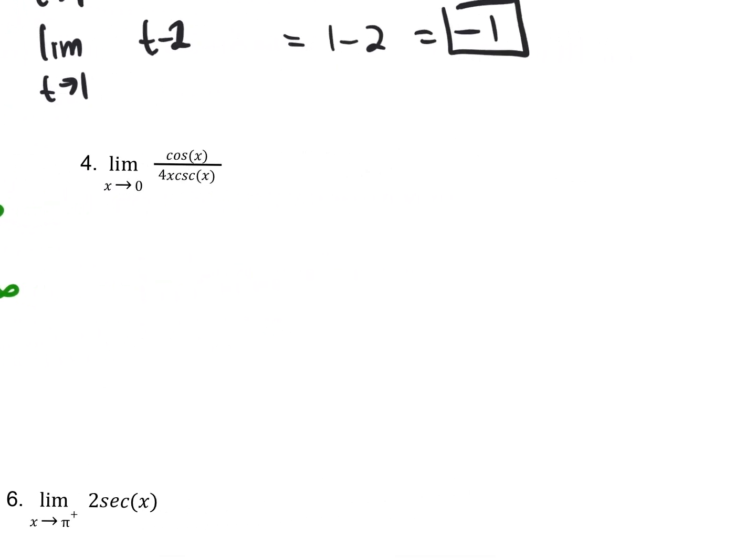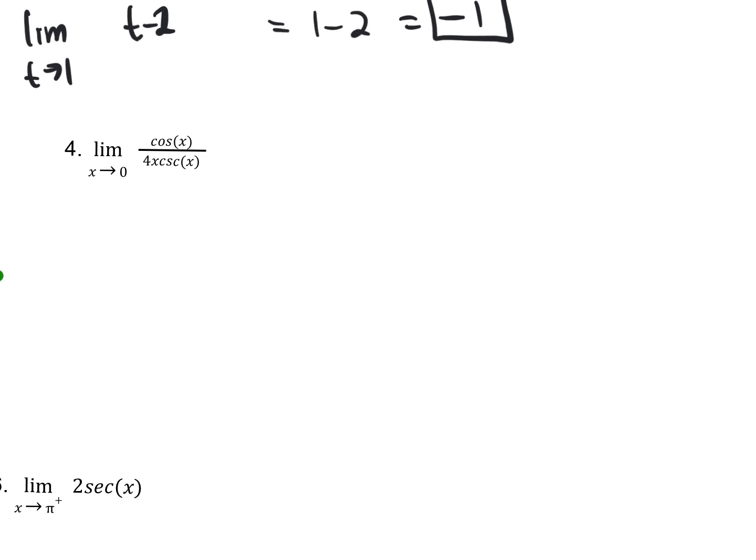Now number 4 on its surface looks kind of like a mess, but I can tell right away it's going to be a 0 over 0 limit. Because if you notice 0 here on the top, definitely going to be 0 on the bottom. Cosine of 0 is actually 1, so it's not 0 over 0, it's 1 over 0, but 0 on the bottom is still bad. Now, ironically, we can actually deal with this one similar to how we did number 1, it just doesn't appear that way.